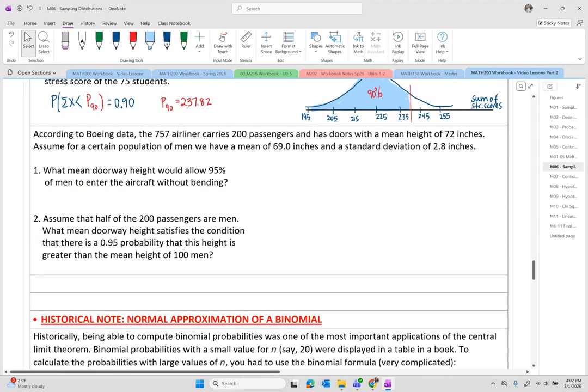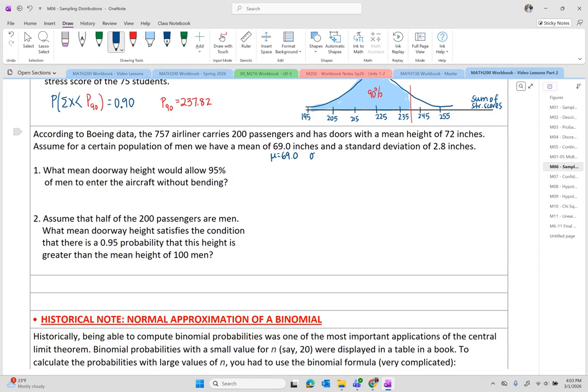One more example in the applications of how to use the central limit theorem. According to Boeing data, the 757 airliner carries 200 passengers and has doors with a mean height of 72 inches. Assume for a certain population of men, we have a mean of 69 inches and a standard deviation sigma of 2.8 inches.